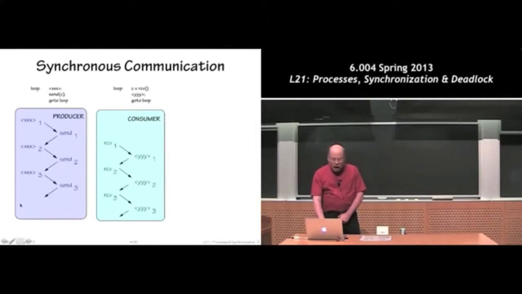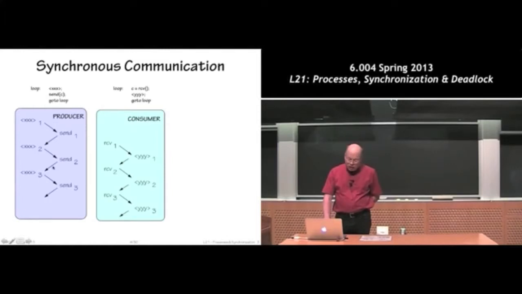So imagine time running down the page, and you can see what the producer is going to do is a calculation that produces the first character, which is then sent to the consumer, and then the producer, because it's in a loop, goes and produces the second character and sends that, and so forth and so on. So here's time running down the page for the producer.